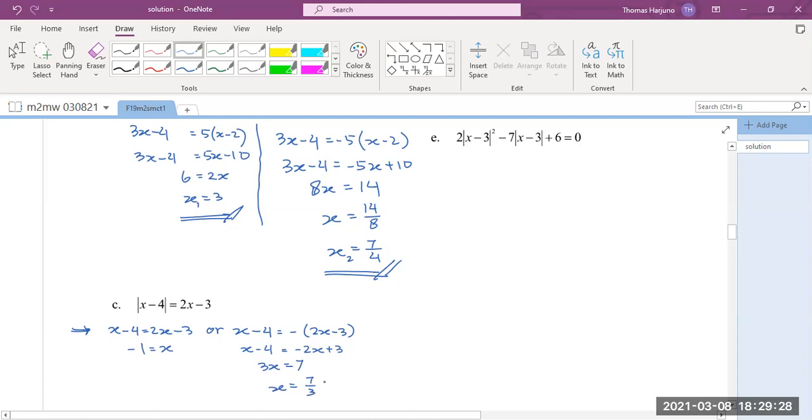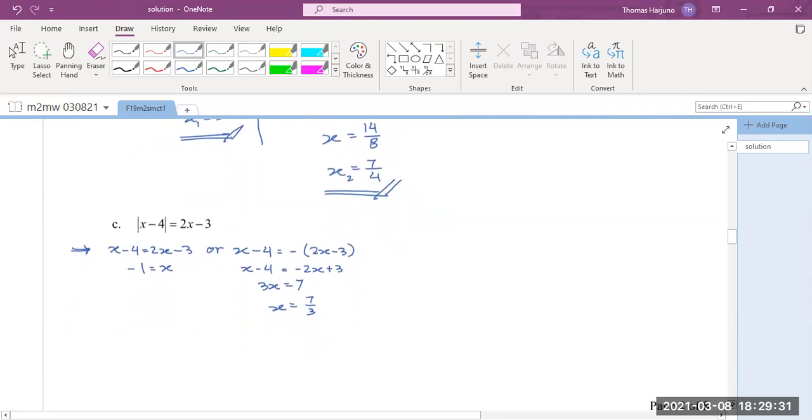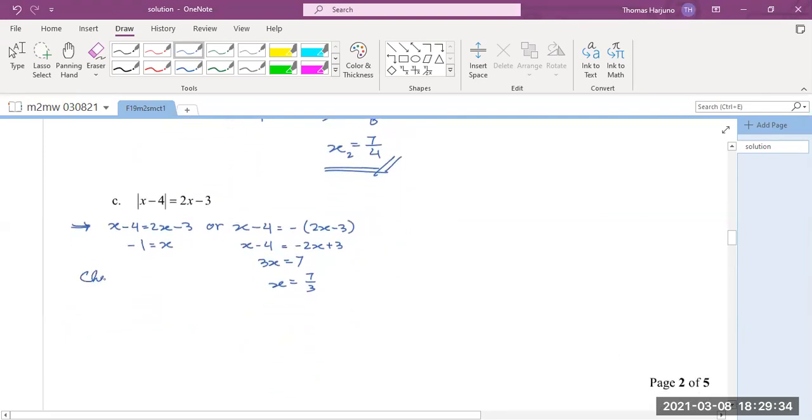However, I need to check each one of these solutions. Okay, so I do the checking. x equals negative 1 for x1. What will happen? Absolute of negative 1 minus 4, is it equal to 2 times negative 1 minus 3? So this is absolute of negative 5. Is it equal to negative 5? No, because absolute of negative 5 will be positive. So it's not.